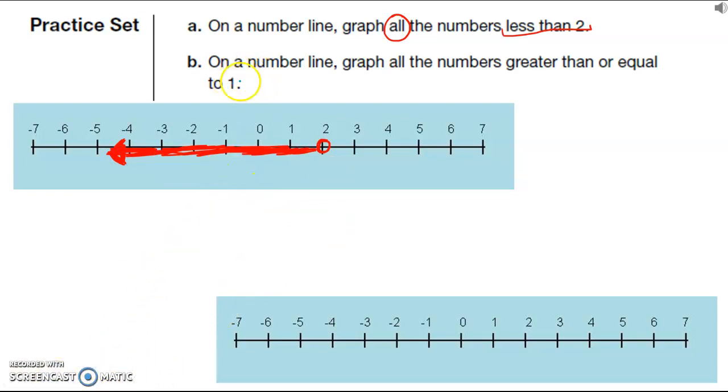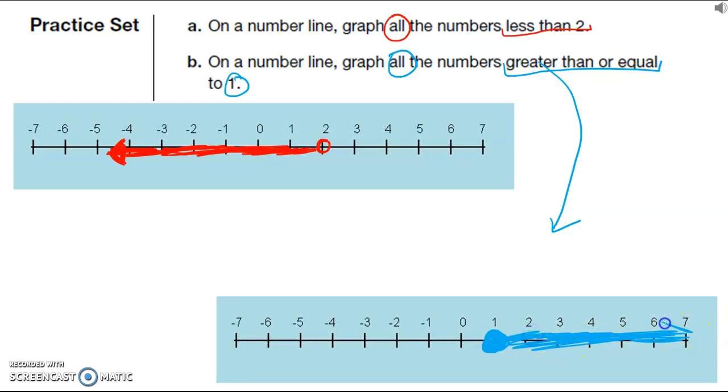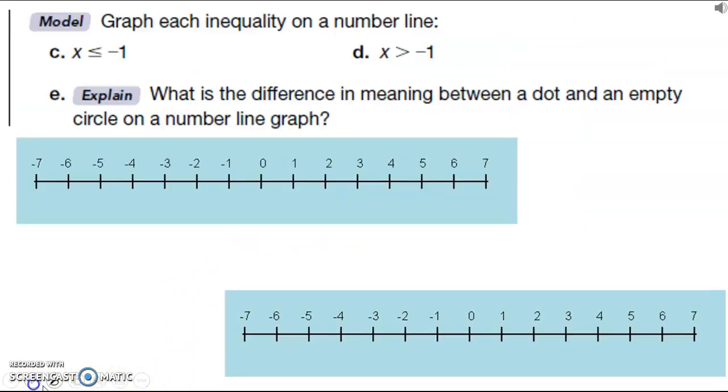Let's pick a different color. And B says, graph all the numbers greater than or equal to 1. So we're going to do this down here. So here's 1. And since it says equal to, I'm going to close it up. There's my dot. Greater than 1. 2 is greater than 1, so I'm going to go this direction, and highlight that, and then I put my arrow because it goes on forever that direction. Hopefully you're kind of understanding what they're wanting you to do.